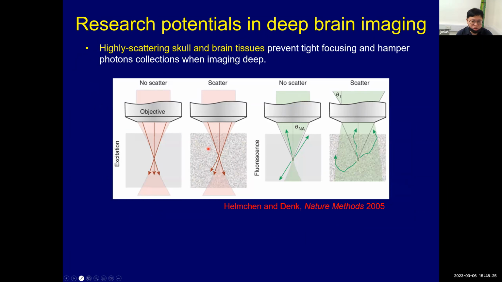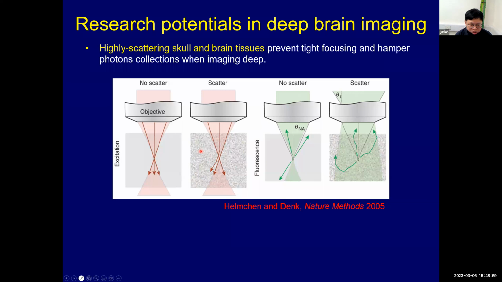But we know that if you want to look deeply into the brain, usually the highly scattering skull and brain tissue will prevent you from focusing very well into the sample. This is just an illustration of what happens when you have scattering and when you don't, and what happens to the light when you have scattering. When you try to focus the light into a sample without scattering, you can get a pretty tight focus in the focal plane.